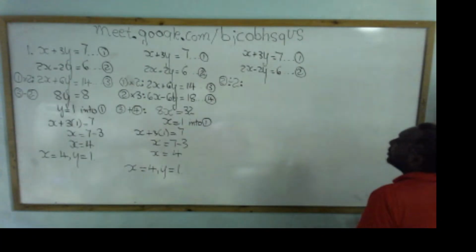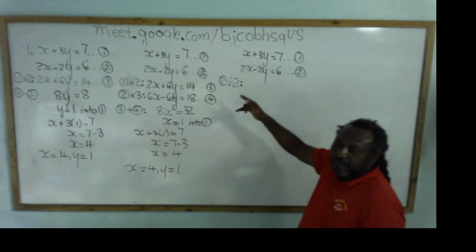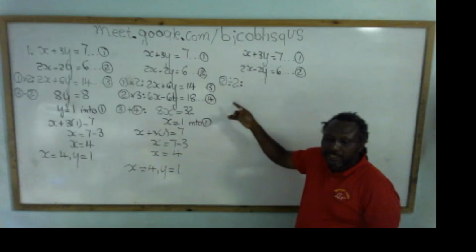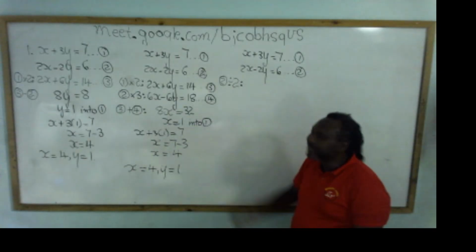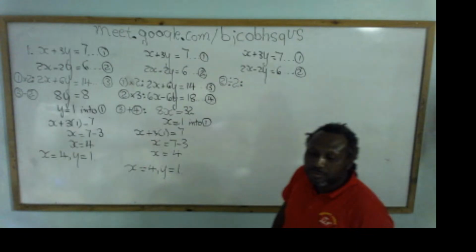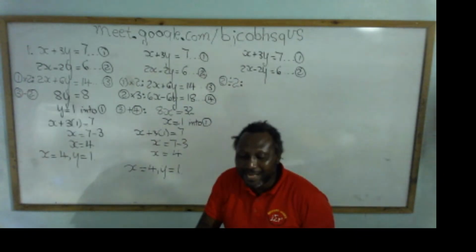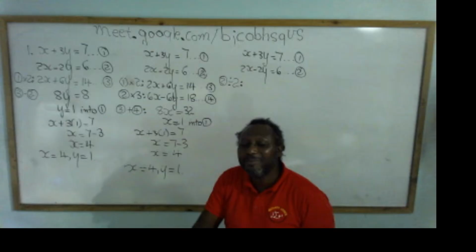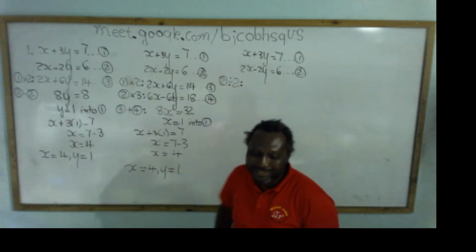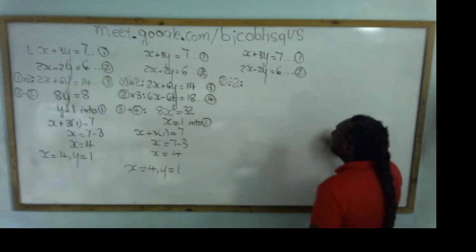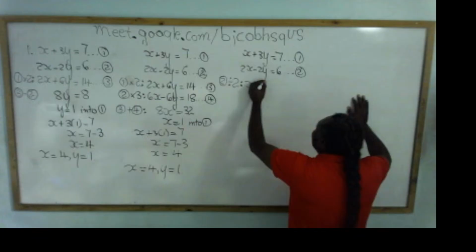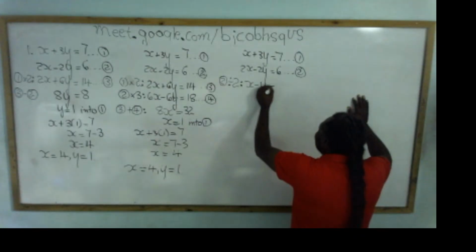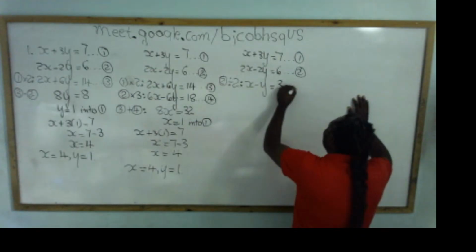Now this problem lends itself to simplicity if we divide by 2. Because all of the numbers are multiples of 2, we will not have any fractions. So we have x, we're dividing this by 2. 2x divided by 2 is x. Then 2y divided by 2 is y. Then 6 divided by 2 is 3, and that is your equation 3.